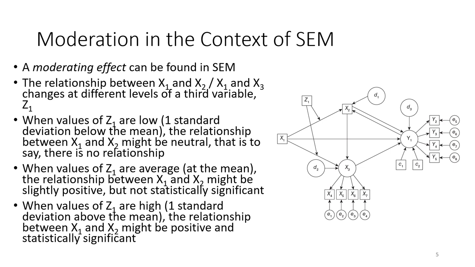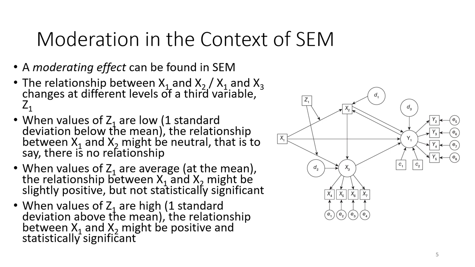What we're assuming when a moderating effect is hypothesized is that the relationship between two variables changes depending on the level of some third variable, in this case, Z1. So when values of Z1 are low, and we can define that perhaps as one standard deviation below the mean, then the relationship, let's say, between X1 and X2 might be neutral. That is to say, there's no relationship between X1 and X2 when values of Z are one standard deviation below the mean. When values of Z1 are average, that is to say at the mean, then you might find that the relationship between X1 and X2 is slightly positive, but not statistically significant, right?